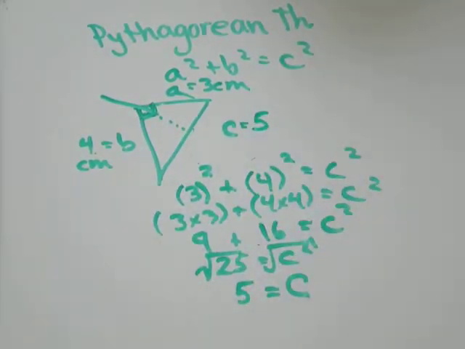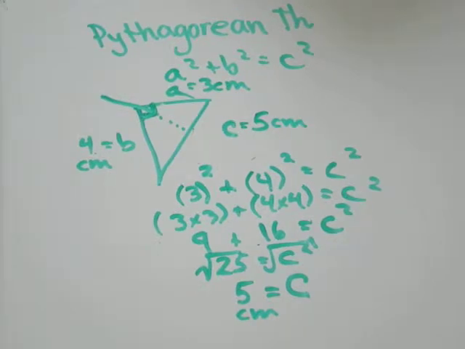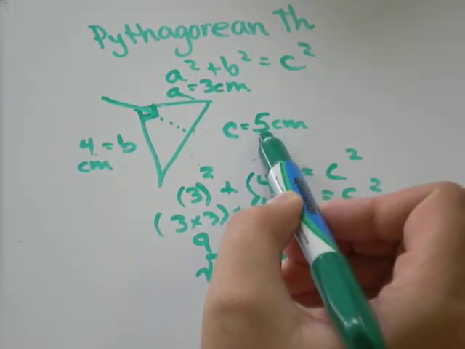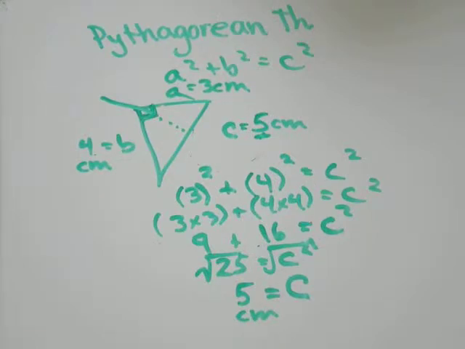Now it's important to go back and see if your answer makes sense. That should be 5 centimeters. I forgot my units. We know that the hypotenuse is always equal to the longest side on a triangle. Is 5 a bigger number than 3 and 4? Yeah, so it kind of makes sense that that would work.